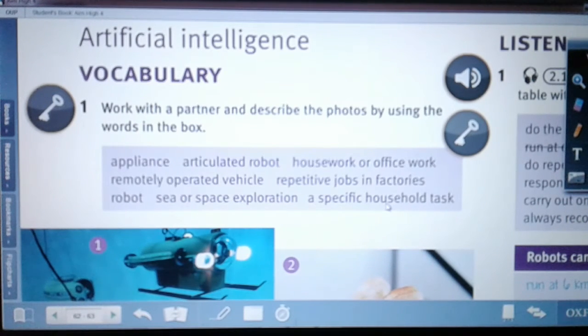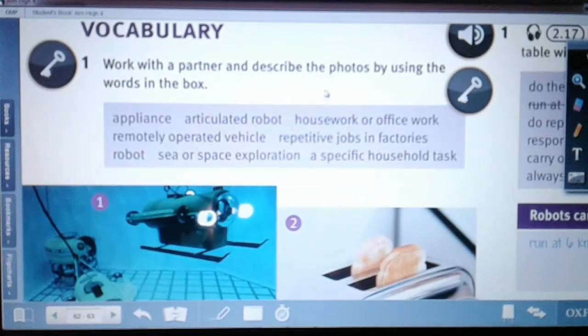Okay, next, specific household task. Household task means an activity which you have to do regularly at home, like cleaning, washing, ironing. Those are specific household tasks, right? So those are the definitions and also some examples of the words. Now let's discuss the pictures below this box. You need to describe the photos by using the words in the box.